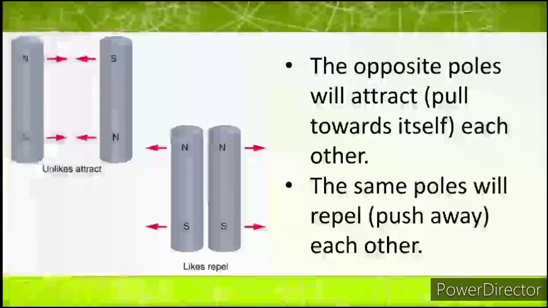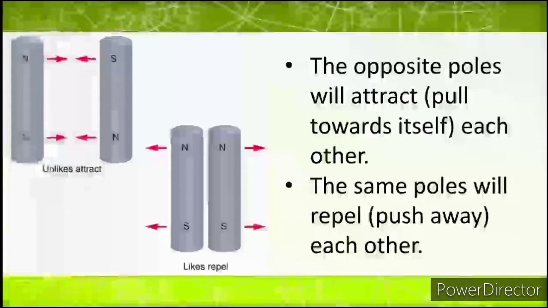Remember, I told you every magnet has how many poles? Two poles. What are they? The North Pole and the South Pole. So, as seen in this picture, the north poles of both magnets will repel each other. Remember, to repel means to what? To pull away. So will the south poles of both magnets.